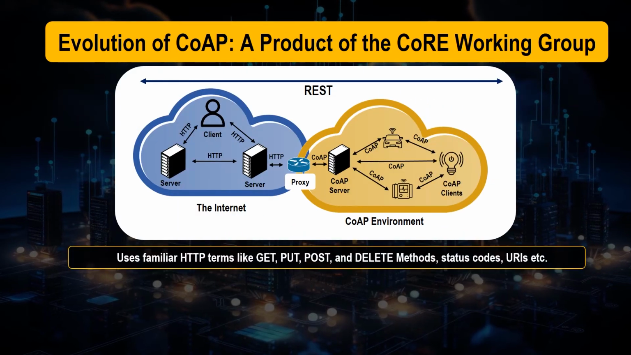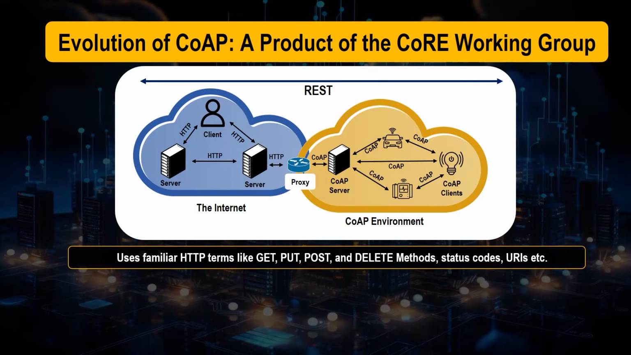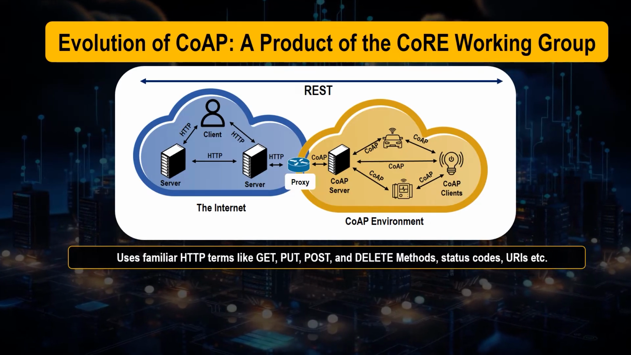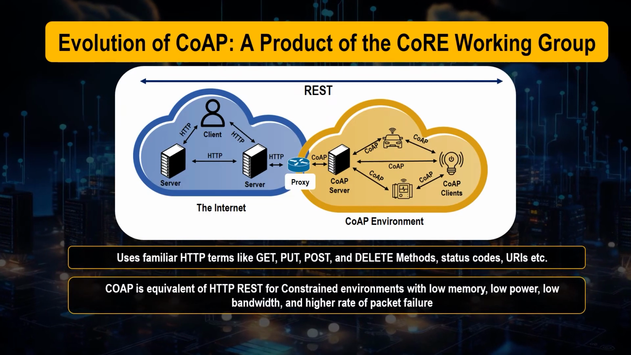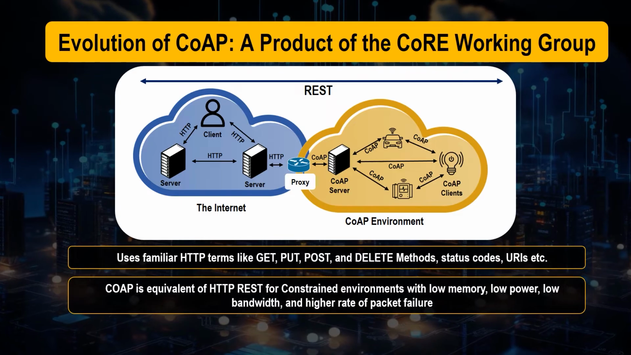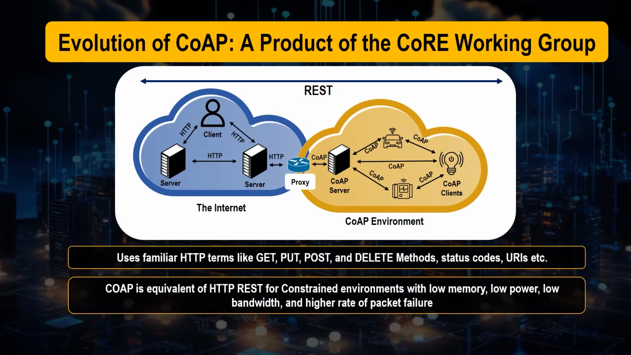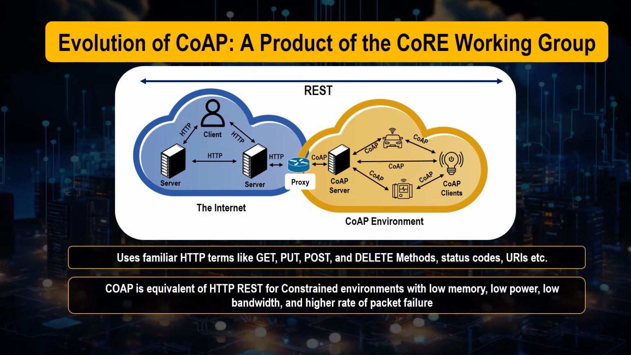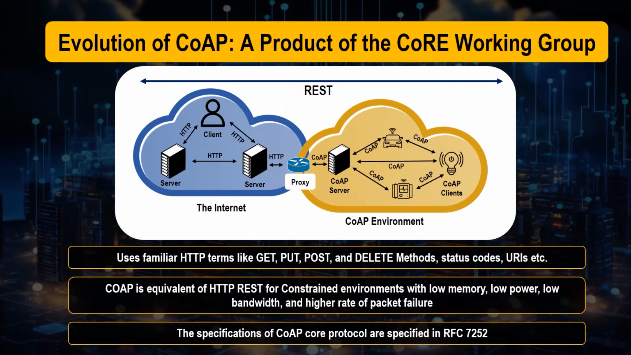It uses familiar HTTP terms like GET, PUT, POST and DELETE methods, status codes, URIs, etc. For simplicity, we can think of CoAP as HTTP REST for constrained environments, that is with low memory, low power, low bandwidth and higher rate of packet failure. The specifications of the CoAP core protocol are specified in RFC 7252.